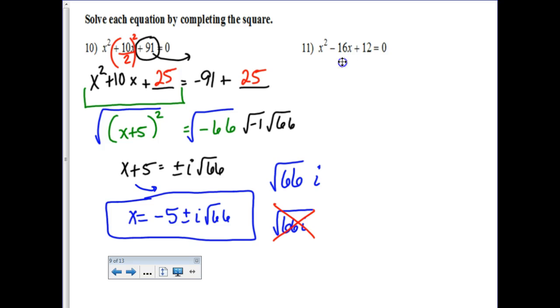All right, let's just do another completing the square. So it is a 1 in the coefficient, that's good. We're going to add the blanks. And I'm going to move this 12 out of the way. So we're going to subtract 12.